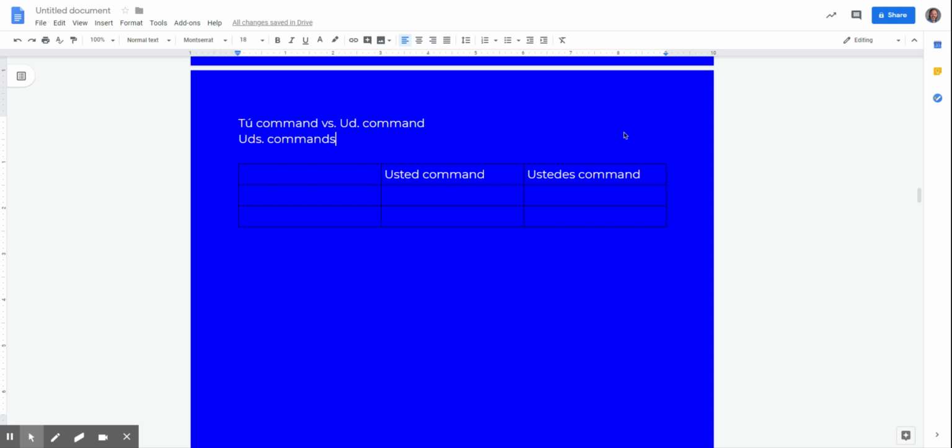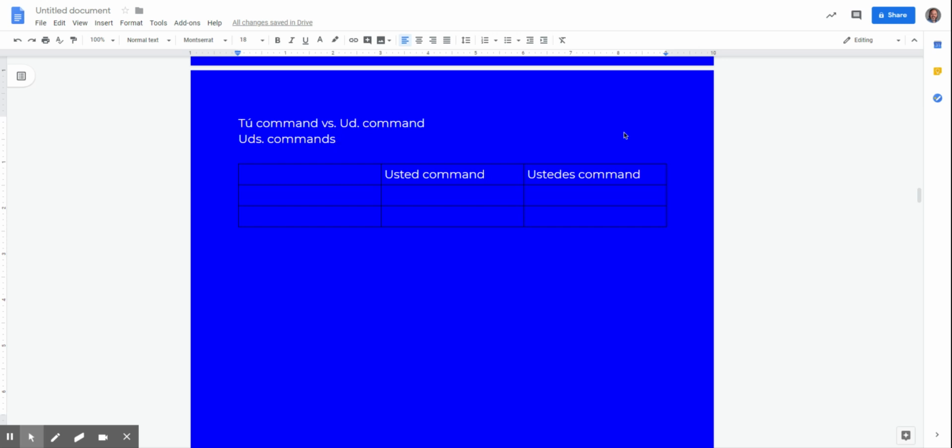Okay, remember the difference between tú and usted. Tú is a familiar way of saying you. Usted is formal. It's like talking to someone who's older than you, someone you don't know. It's like saying sir or ma'am. It's a way to show respect in Spanish. We don't have really that in English except to say sir or ma'am. So we've done two commands prior. So now we need to talk about the usted commands.